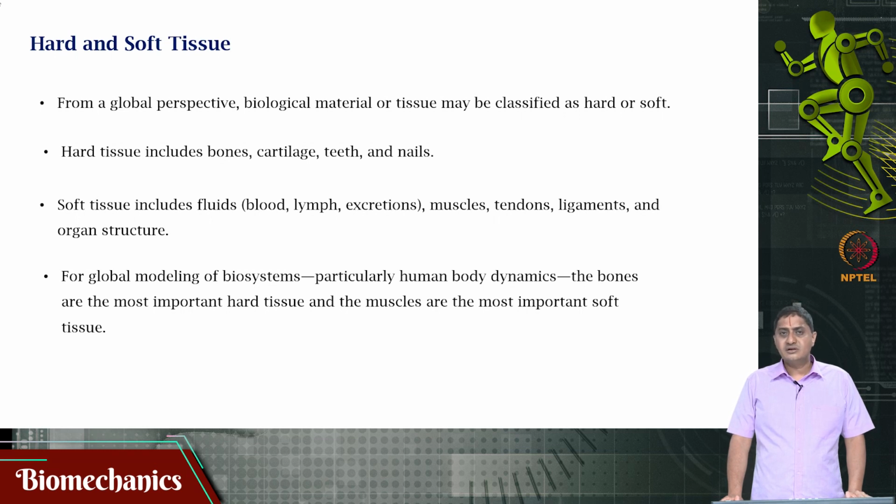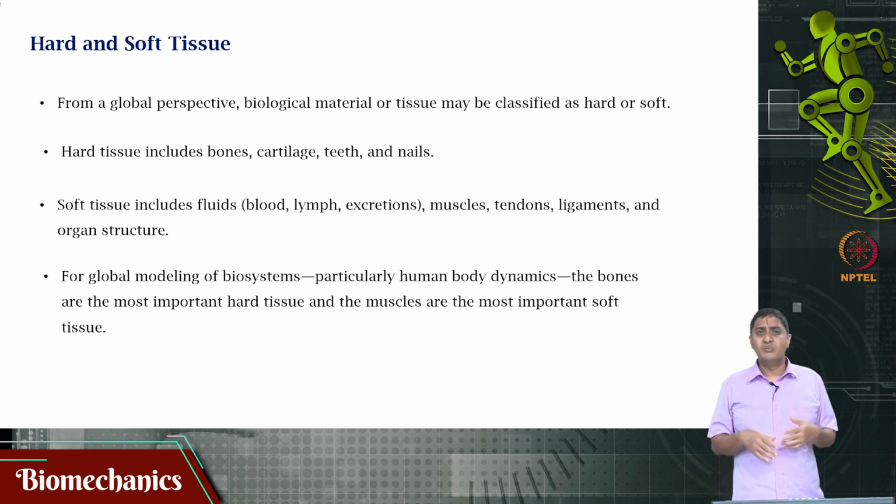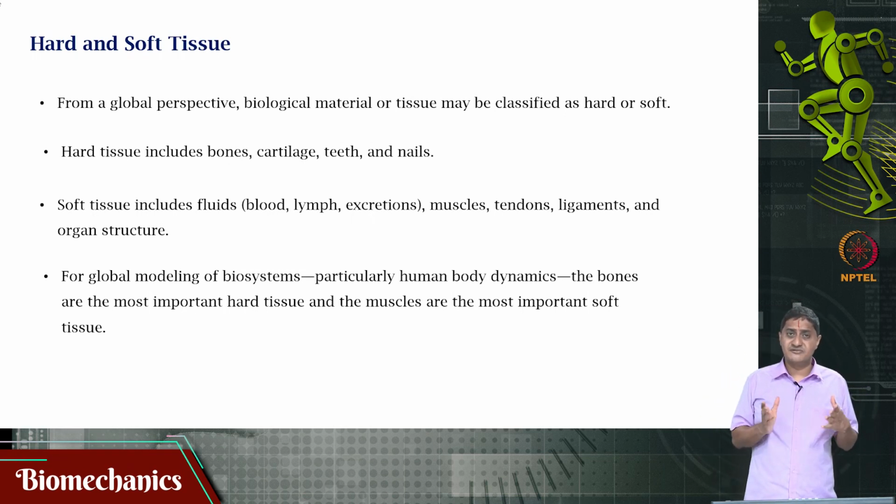So, broadly we can classify biological materials as hard tissues and soft tissues. The hard tissues are those like bones, teeth, nail and cartilage. Soft tissues are those like blood, lymph, excretory material, muscles, tendons, ligaments and other organs. So, when you are modeling biosystems, you are mostly interested in the hard tissue and soft tissue. The hard tissue of interest for you is bone and the soft tissue of interest for us is muscles. Most important hard tissue is bone and the most crucial soft tissue is muscle. This is of interest for us.